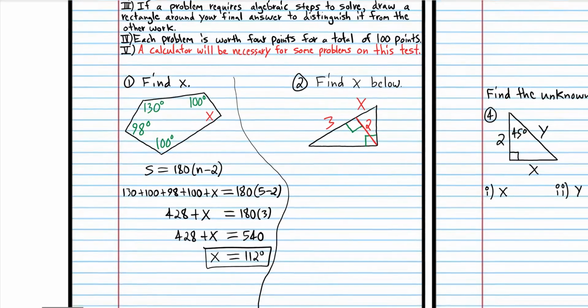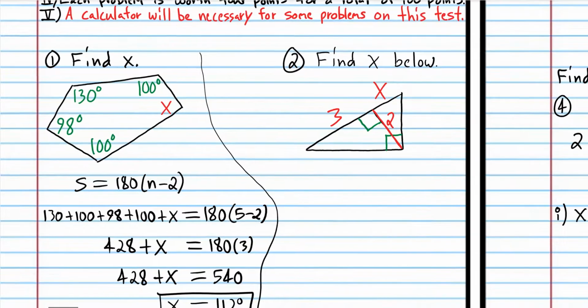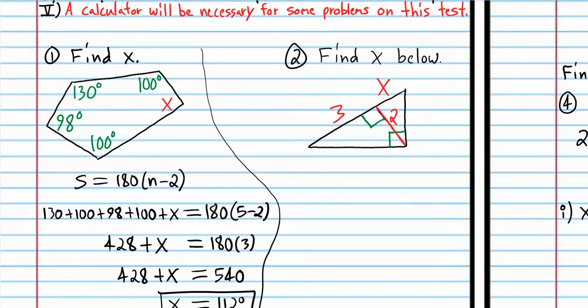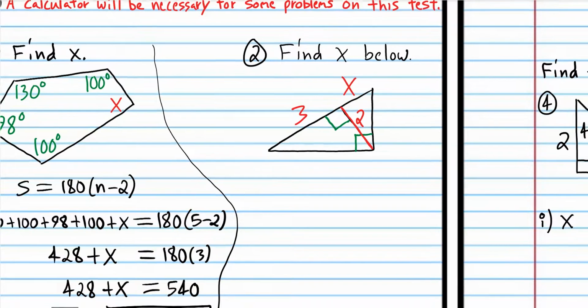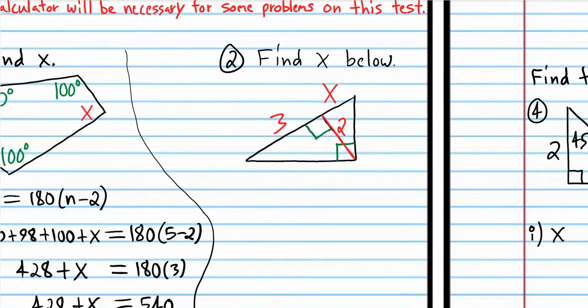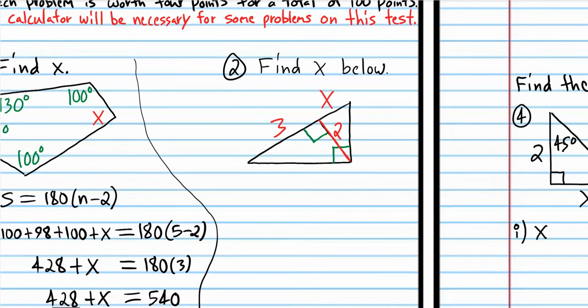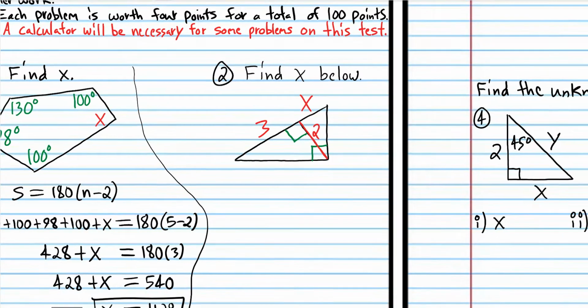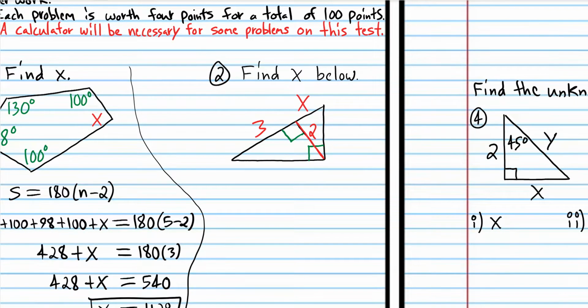On to number 2. See if you can try number 2. And when you come back, we'll do it together. Alright, we're back. For this problem, we're going to have to use the geometric mean theorem for altitudes because we have an altitude here. Remember, there's the geometric mean theorem for altitudes, and there's a geometric mean theorem for legs.